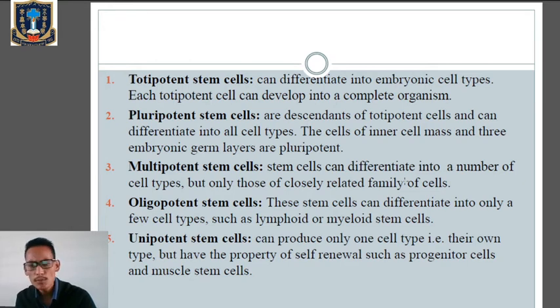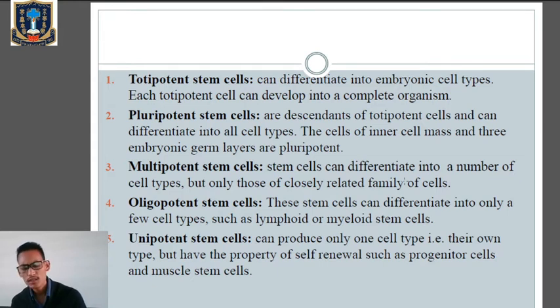Then we have unipotent stem cells, which can produce only one cell type, their own type. Uni means one, so they can only produce their own cell type, but they have the property of self-renewal, such as progenitor cells and the muscle stem cells. Okay, so these are the potencies of the stem cells: the totipotent stem cells, the pluripotent stem cells, the multipotent stem cells, oligopotent stem cells, then unipotent stem cells.